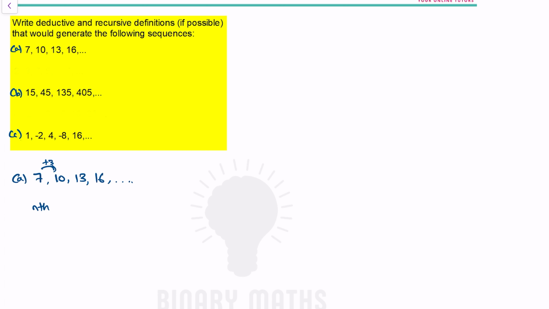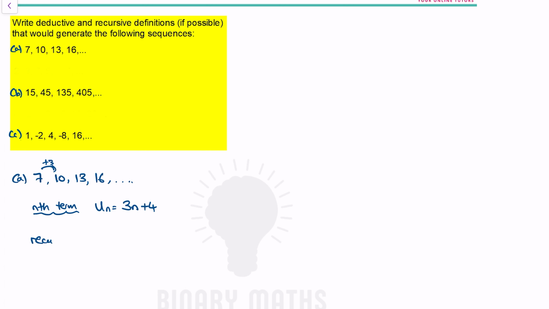So deductive means the nth term formula. So I know that un will be equal to, because we're adding on 3 each time, 3n. 3 times 1 is 3, so I need to add 4 to get 7 for the first term. So un is equal to 3n plus 4. So I've written a deductive definition.